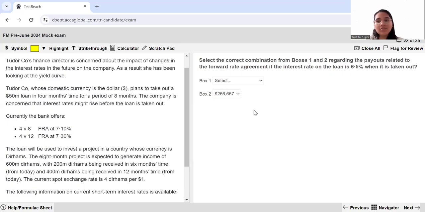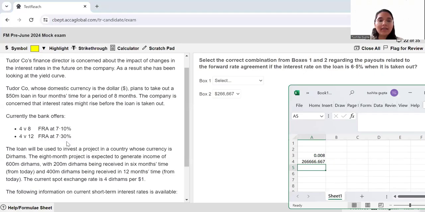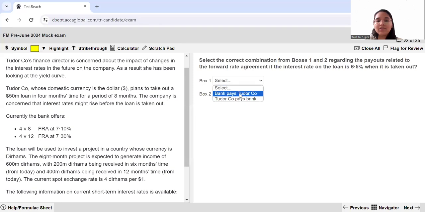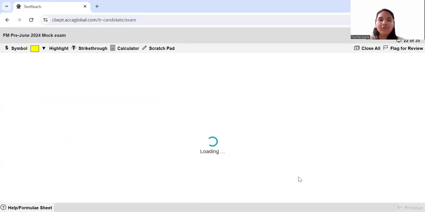Now let us see who is going to give the payment to whom. Over here, you are actually agreeing to pay the bank more, and the actual interest that the bank is charging you is lesser. Because your rate which you have agreed in the FRA is higher, Tudor Company is going to pay the bank. Initially what the bank is charging is 6.5%, but they have promised to pay 7.3. So this much extra Tudor Company will have to pay to the bank. So let us move to the next one.